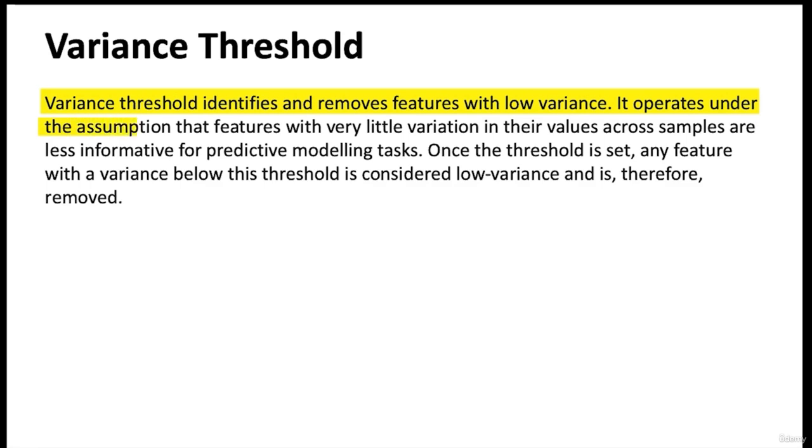So to put it together, variance threshold identifies and removes features with low variance. It operates under the assumption that features with very little variation in their values across samples are less informative for predictive modeling tasks. Once the threshold is set, any feature with a variance below this threshold is considered low variance and is therefore removed. We'll see this when we do the hands-on.